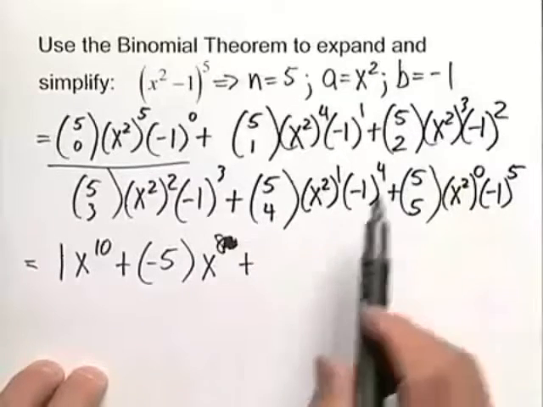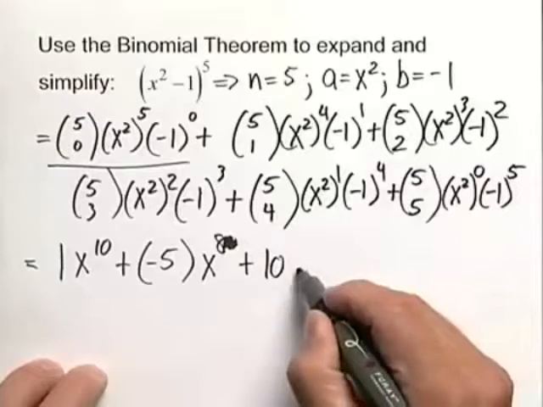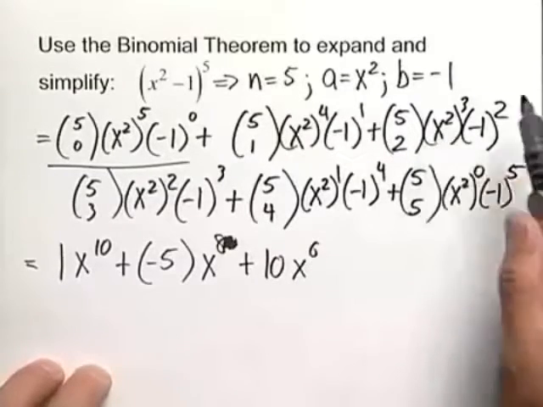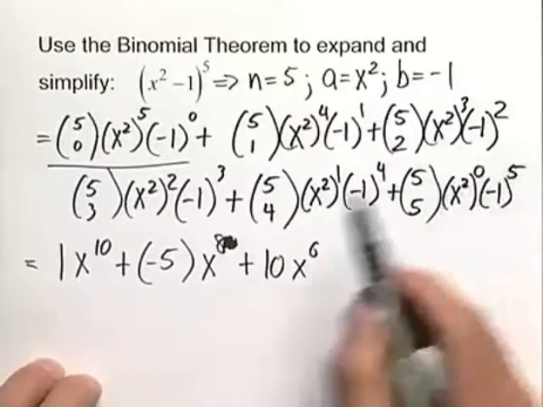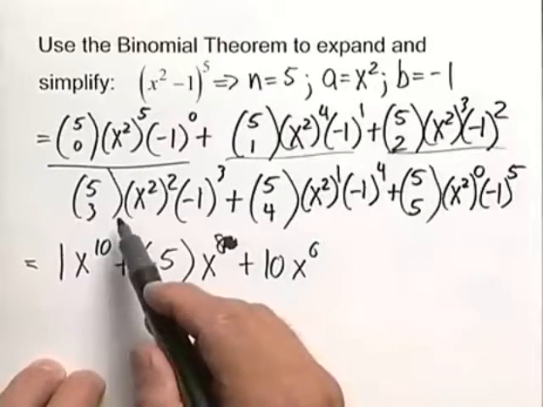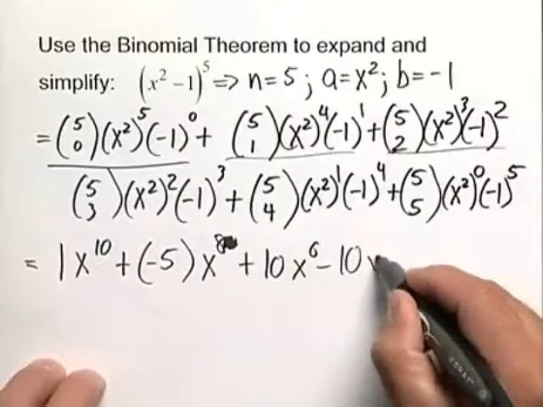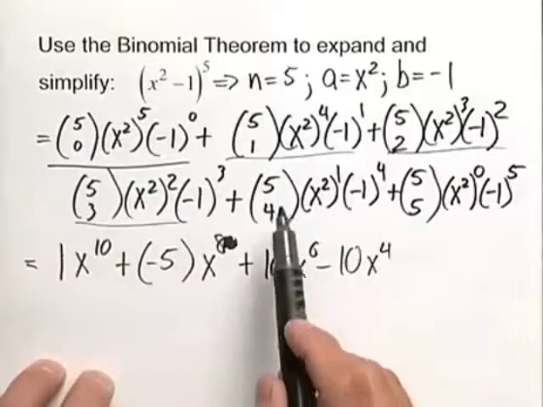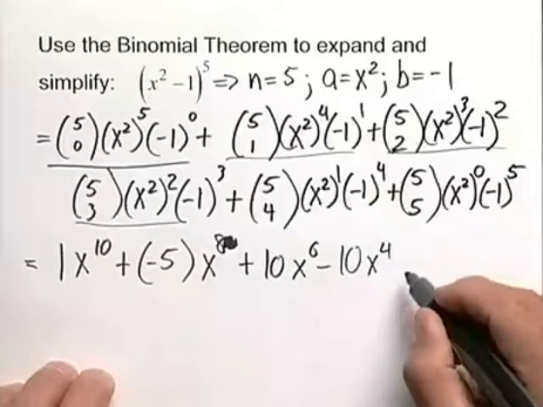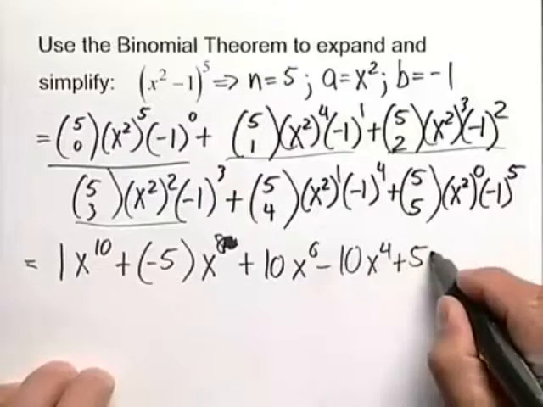The next one we're going to have 5 over 2, which is going to give us 10, x to the 6th, and notice that's going to stay positive because we have a negative 1 squared. Continuing here, we're going to have a minus because it's a negative 1 cubed, negative 10 x to the fourth. 5 over 4 is going to give us simply 5, and that's going to be a plus because our negative 1 is to the fourth, x squared.